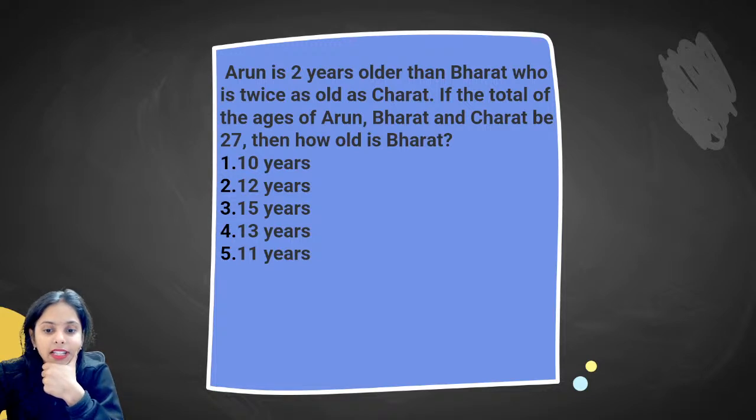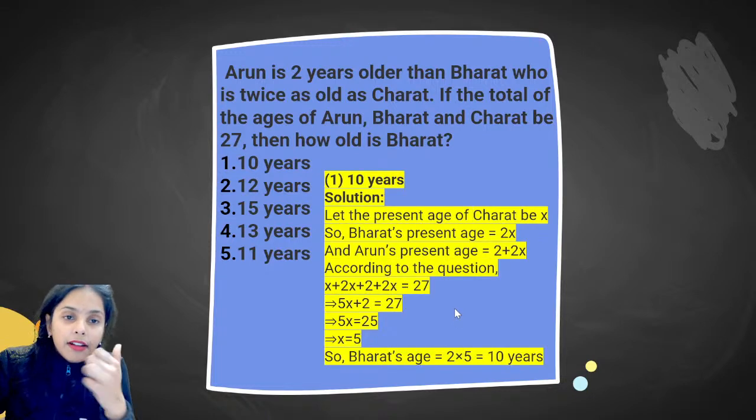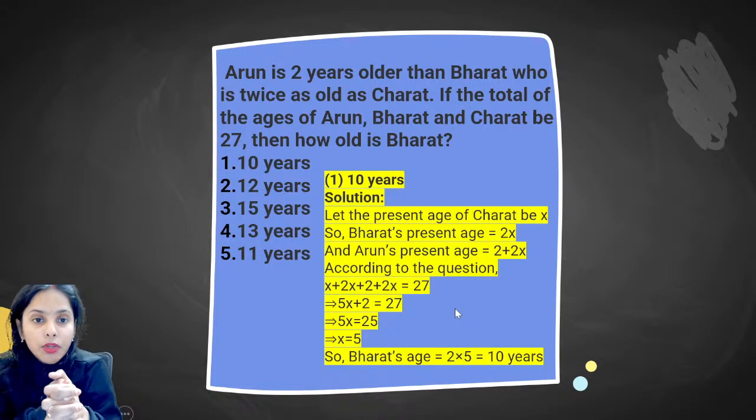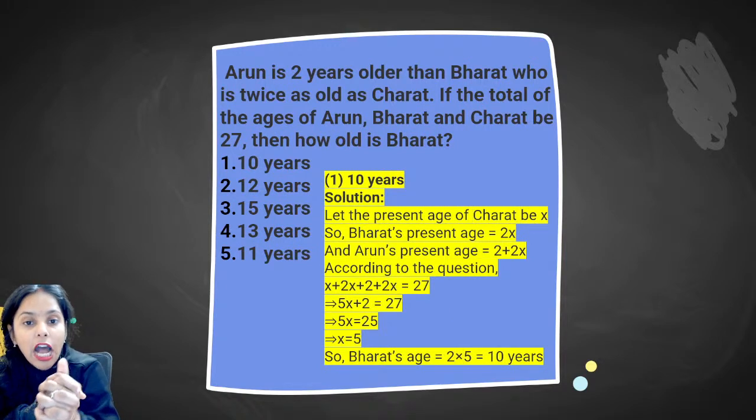Okay, let me start the solution part of this particular given question. So here, Arun is 2 years older than Bharat, who is twice as old as Charat. If the total age of Arun, Bharat and Charat is 27, then how old is Bharat?